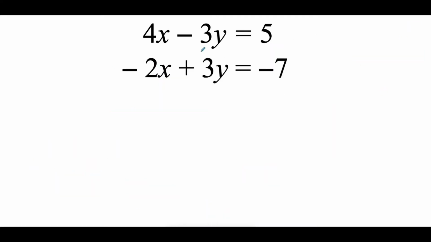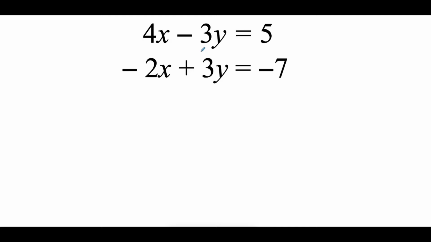As we take a look at our next example, we've got 4x minus 3y equals 5, and our other equation says negative 2x plus 3y equals negative 7. So step number 1 says that we want to get a variable so that we have opposite numbers in front of that variable.